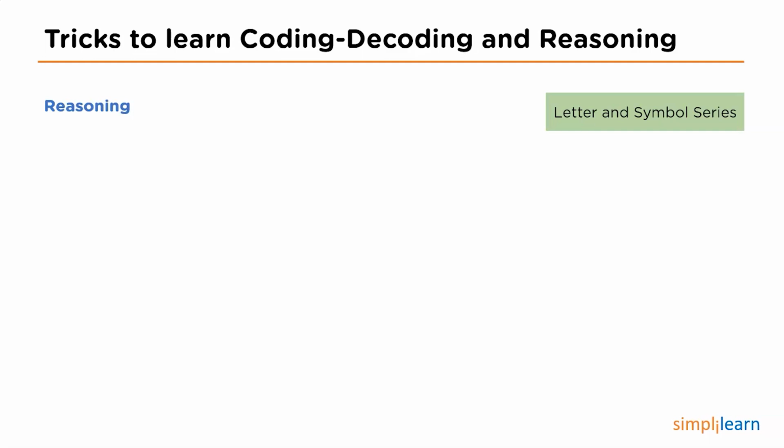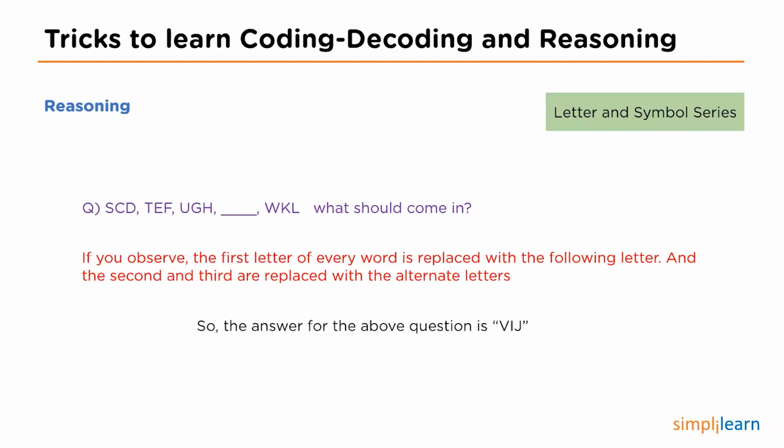And then we have S, C, D, T, E, F, U, G, H, blank, W, K, L. So what should be filled in the blank? Explanation. If you observe, the first letter of every word is replaced with the following letter, and the second and third are replaced with alternate letters. So the following word in the series is V, I, and J.